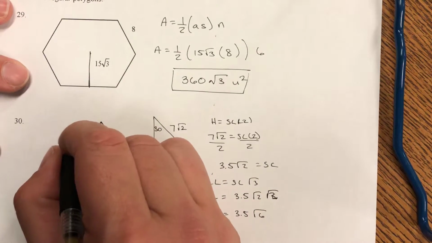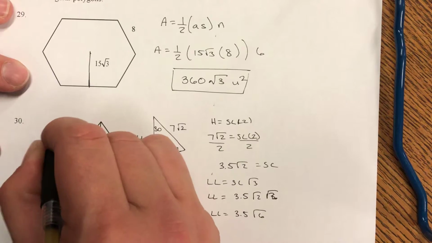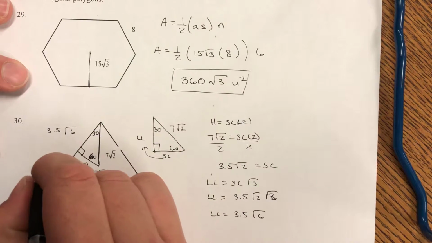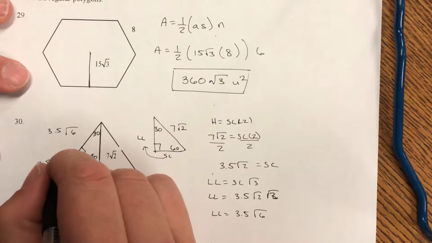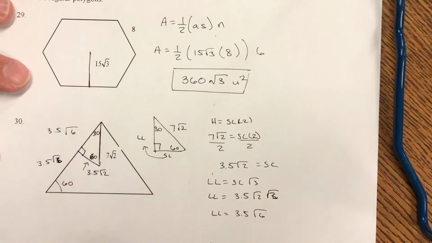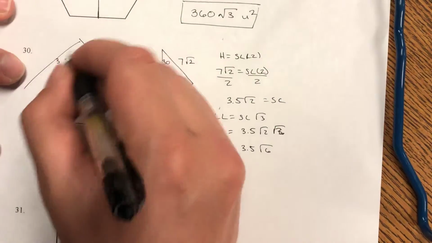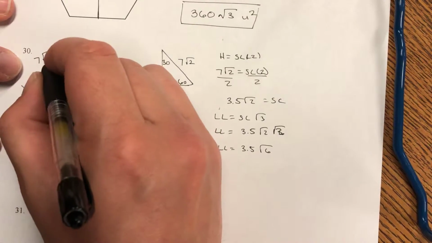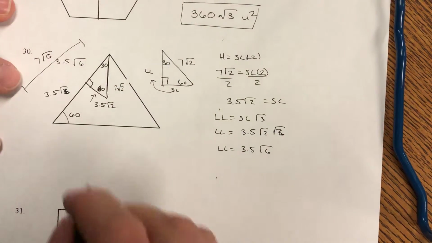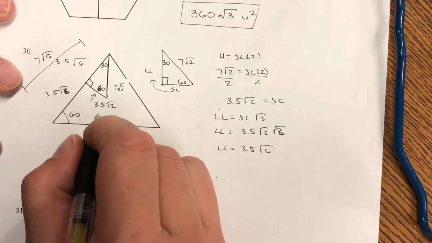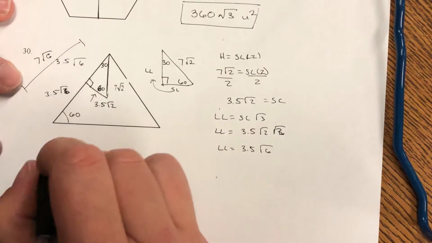So this over here is 3.5 square root of 6, which means this over here is 3.5 square root of 6. 3.5 plus 3.5 is 7 square root of 6. So my side length on this problem is 7 square root of 6. My apothem is 3.5 square root of 2. And my number of sides is 3.